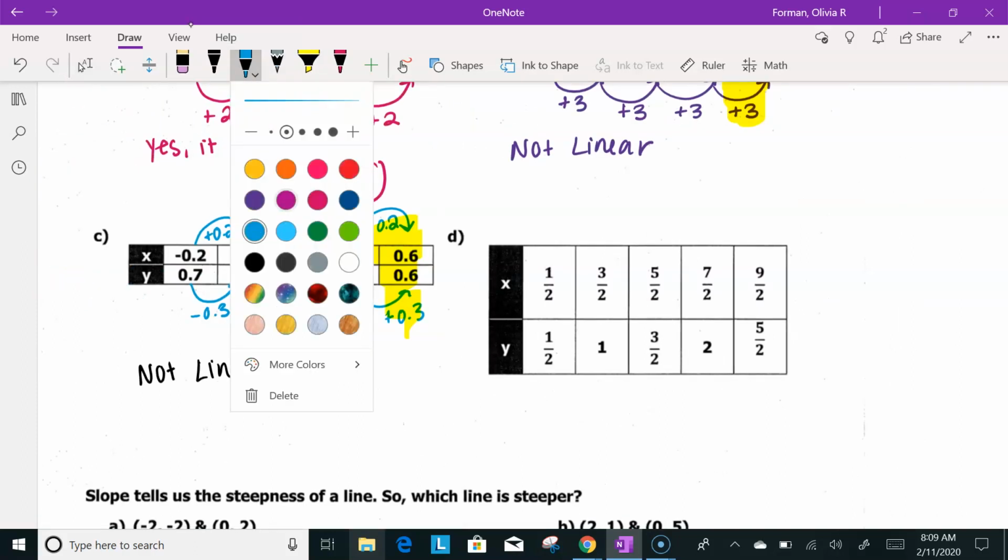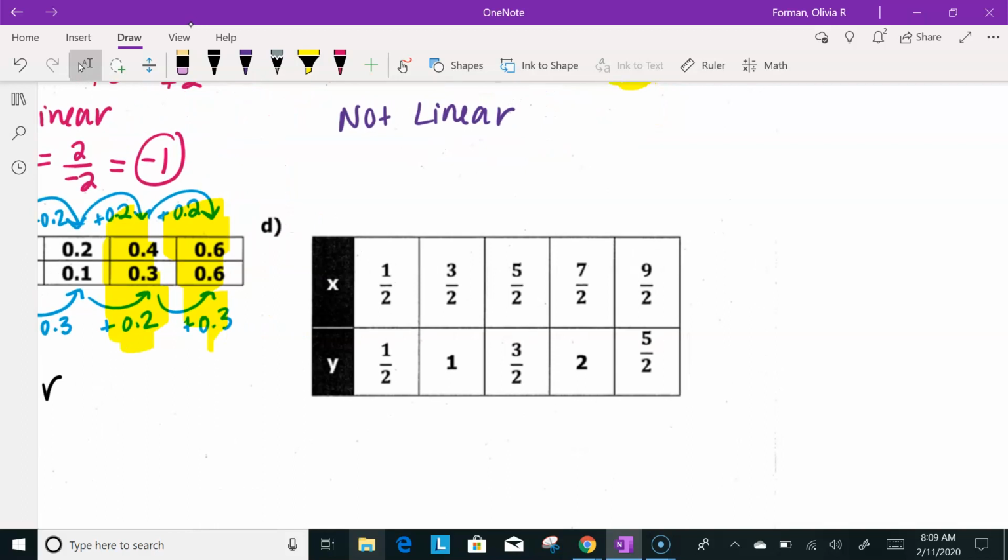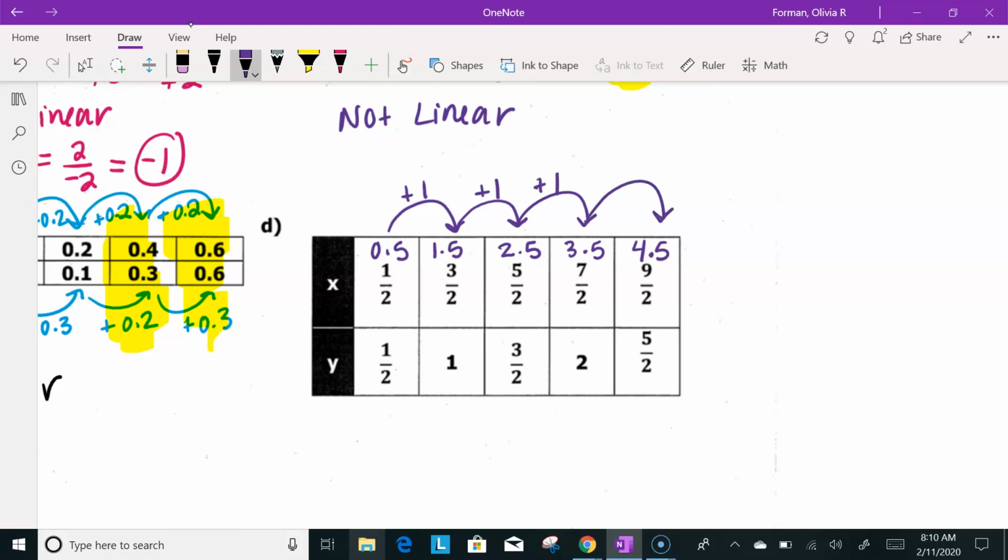Okay, our last one here. Go by the x's. We're going from 1/2. Remember, this is just like a 1.5. This would be a 2.5. This would be a 3.5. This would be a 4.5. And this is a 0.5. So if it helps you to put it as a decimal to find this out, you can sure do that. So to go from 1/2 to 1.5, we added 1. 1.5 to 2.5, we added 1. 2.5 to 3.5, we added 1. 3.5 to 4.5, we added 1.